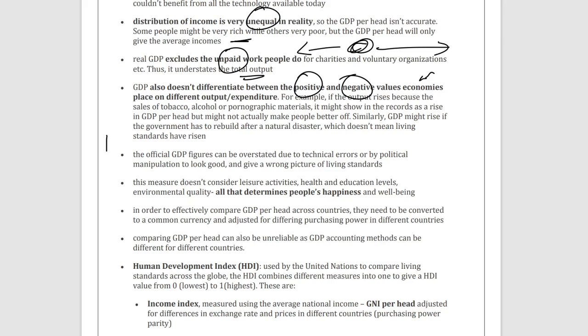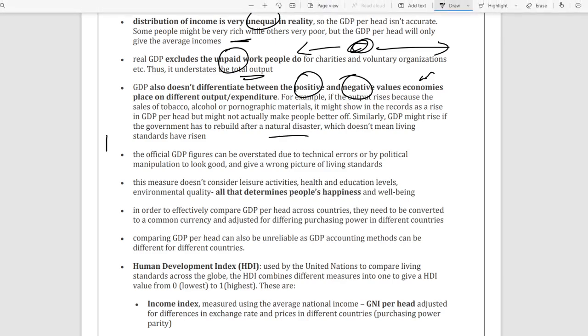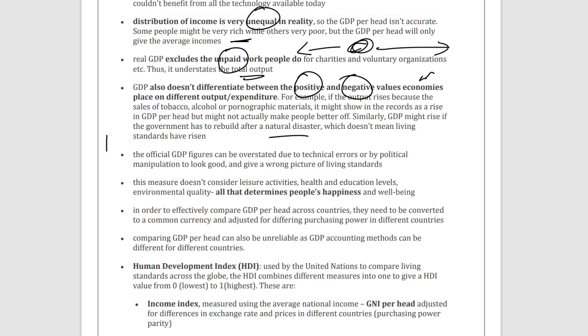At the same time, there can be, for example, a natural disaster that will make the output fall. But that doesn't mean that the living standard has actually fallen. At the same time, if the government spends on something, it does not mean the economy is increasing in its living standards. So you can see the flaws of GDP.